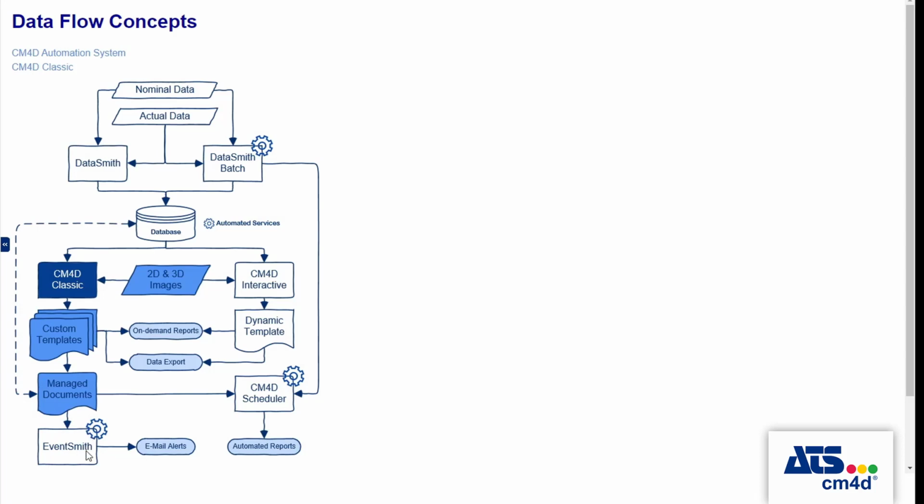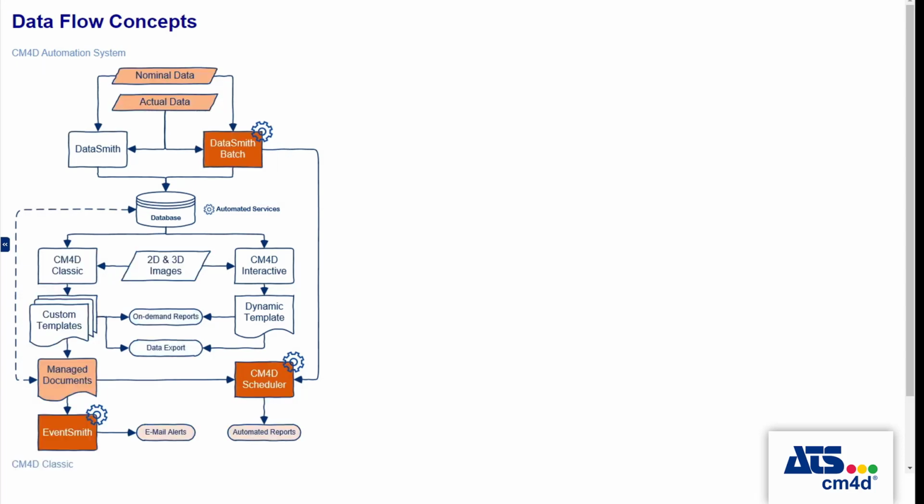Eventsmith has a few places where it's configured. One is in CM40 Web, where people or end users can subscribe to whatever events have been set up in CM40 Classic. And then the job for Eventsmith that handles the generating of those emails can be set up within the CM40 Scheduler system, along with the printing of PDFs for new data if that's something the end user wants to do. So those are the main major modules that make up the CM40 suite or system.